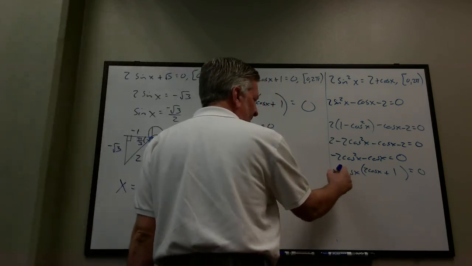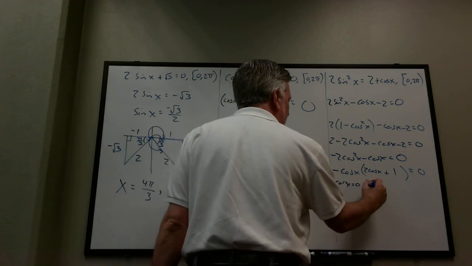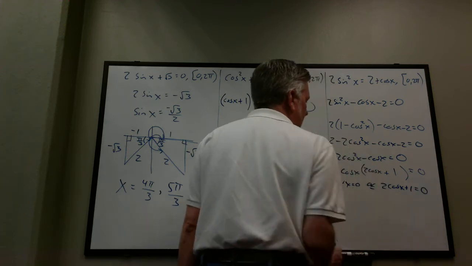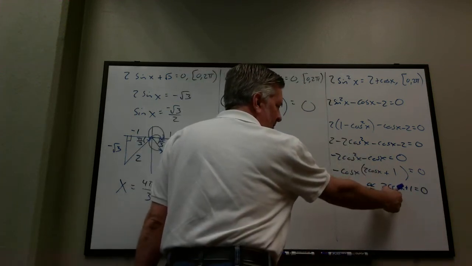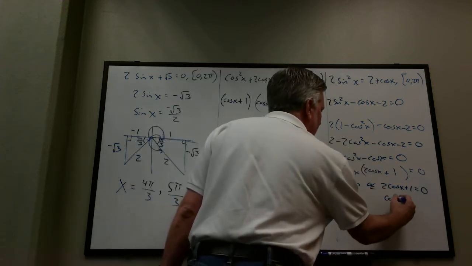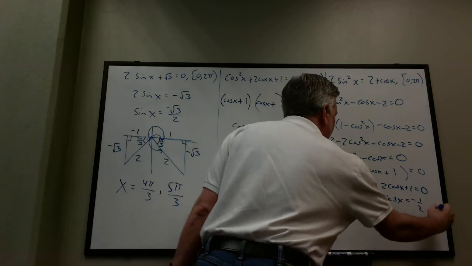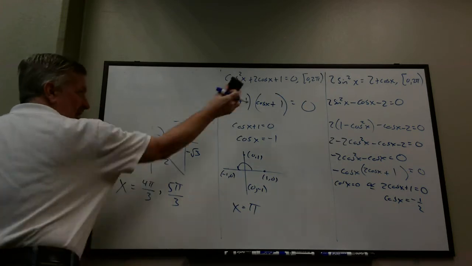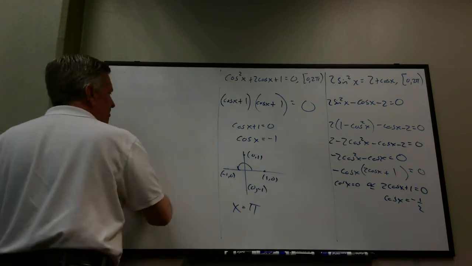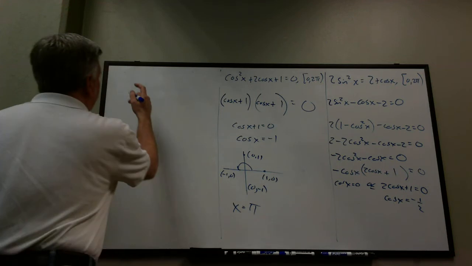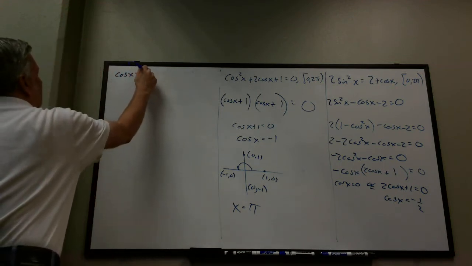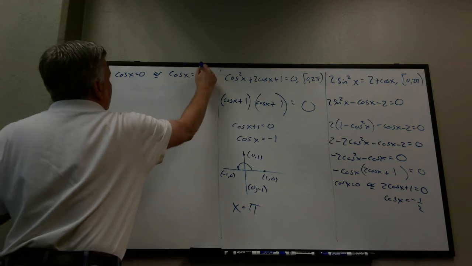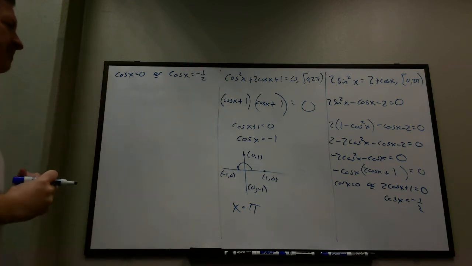Okay, so either the first factor is 0. I can ignore the -1. So either cosine x is 0 or 2 cosine x plus 1 is 0. And if you solve this part for cosine, you get cosine x is -1/2. Okay. So notice I worked that original equation down to trig function equals numbers. Let me write them over here. So cosine x is 0 or cosine x is -1/2. Okay.